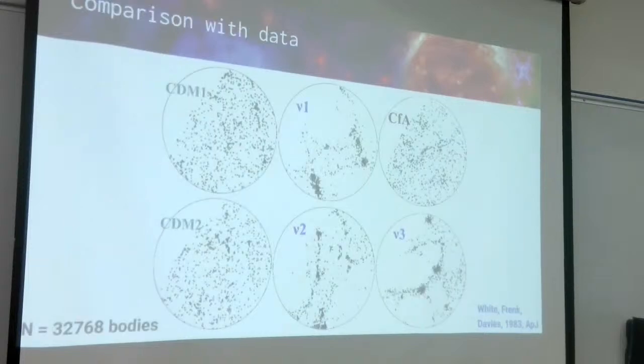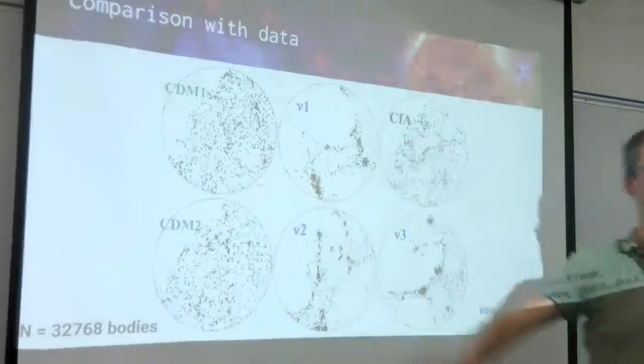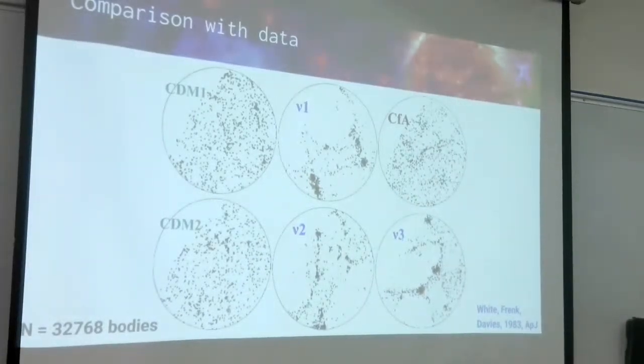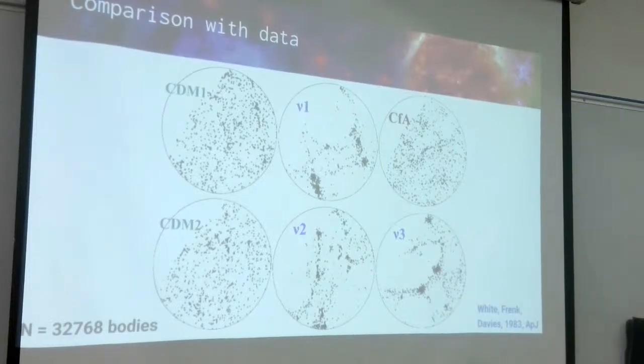And here is an example of why it didn't work. This is a very famous paper from the early 80s from White, Frenk, and Davis. And what they did here is that they simulated different scenarios. Right? So this is what we still do today. They simulated different versions of the universe. You have two versions here with cold dark matter, with slightly subtle differences which we don't understand, and three universes here where the dark matter particle is not cold dark matter, but is made of neutrinos, so it's hot dark matter.